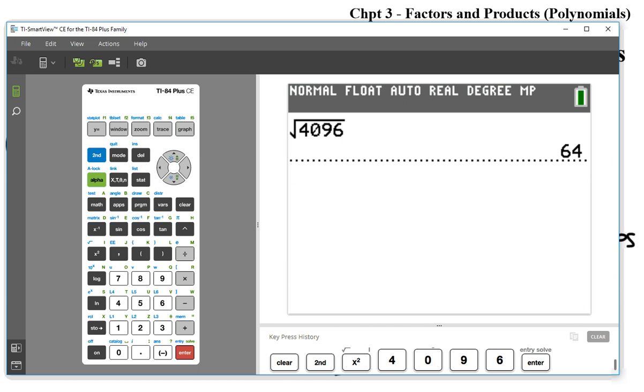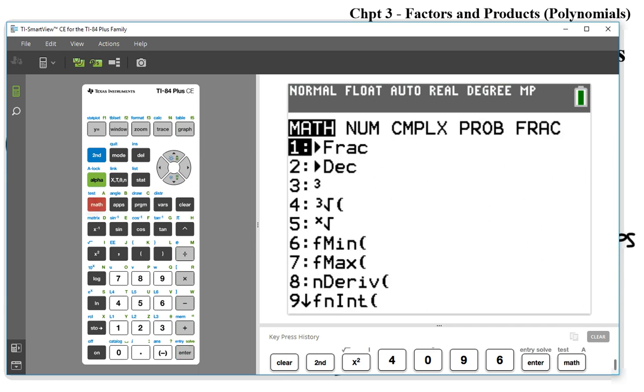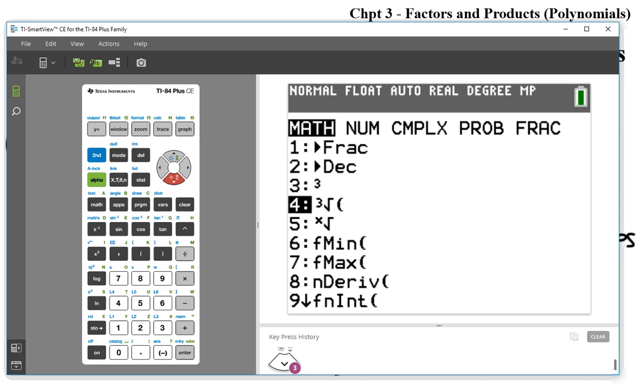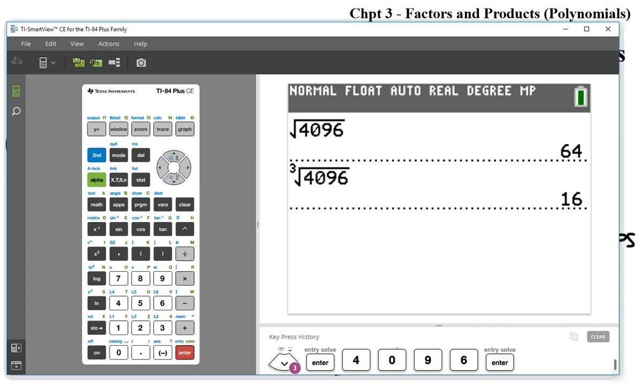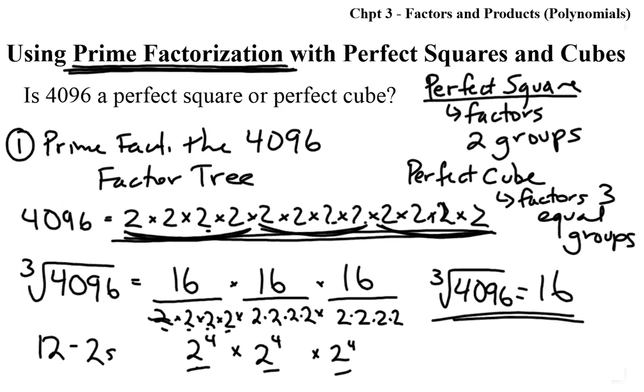But the cube root's a little different. If you again look at the left side, under the second function button, 2 down, is a math button. You want to hit the math button. If you look at the math button, point number 4, if we scroll down to 4, that's saying, hey, we want the cube root. If I do the cube root of 4,096, there's our value of 16. So yes, the calculator has the ability to do this, but you really should also have some knowledge of the fact that the prime factors can help you come up with that.